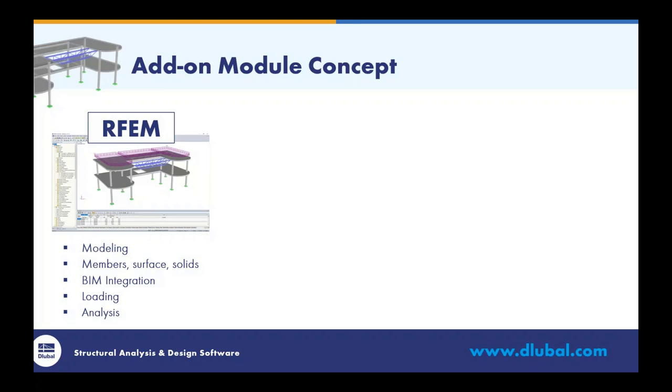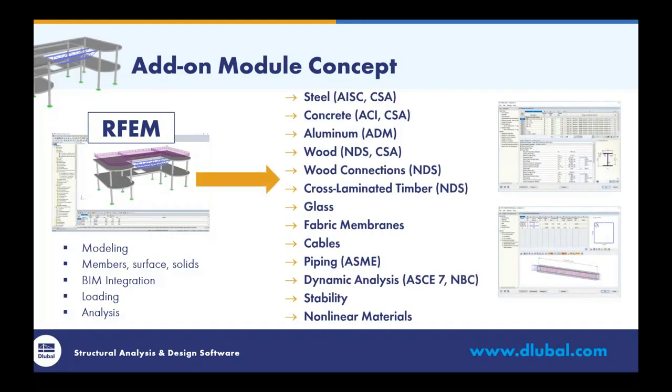Now, on the other hand, if we want to do design within RFEM, we would utilize what's called our add-on modules. You can see that I have listed a handful of add-on modules here, which actually doesn't complete the full list that we have. But overall, we have steel, concrete, wood, and aluminum design. Some of those more niche markets that we have would be cross-laminated timber design. We can do glass design for single layer, laminated, and insulated glass. We have fabric form finding, so for tensile fabric structures and cable elements, because we are a nonlinear analysis program, we have these capabilities as well.